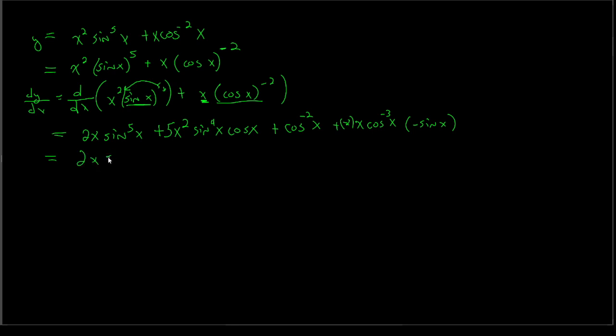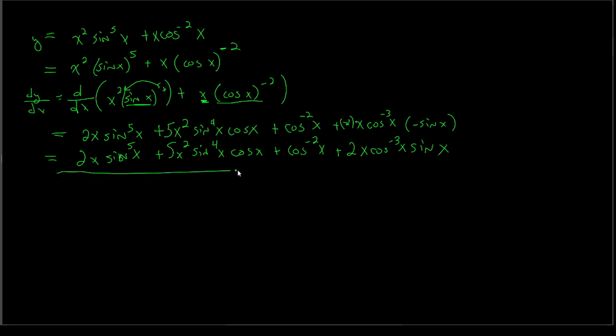I get 2x sine to the fifth of x plus 5x squared sine to the fourth of x cosine x plus cosine to the negative 2 of x. A negative times negative is positive, so 2x cosine negative 3x sine of x. And that is our lovely derivative using our chain rules.